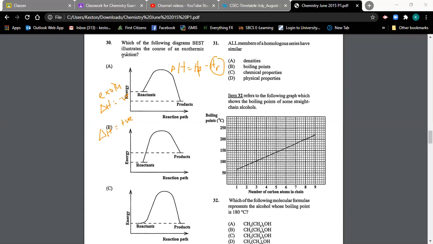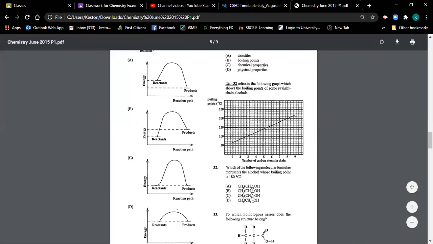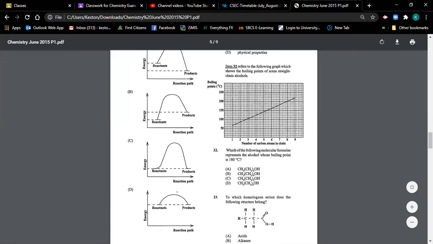Let me clear the screen. I'll zoom down a bit so we see all four answers. Which one? D has both of them on the same level. C looks the same. B, the reactants are lower, right? So A, the reactants are higher. So this is the correct one. That's the easiest way, right?